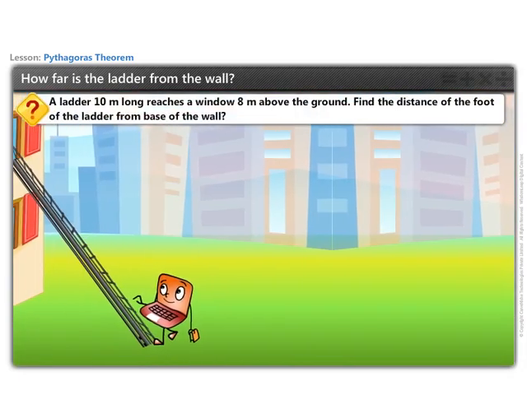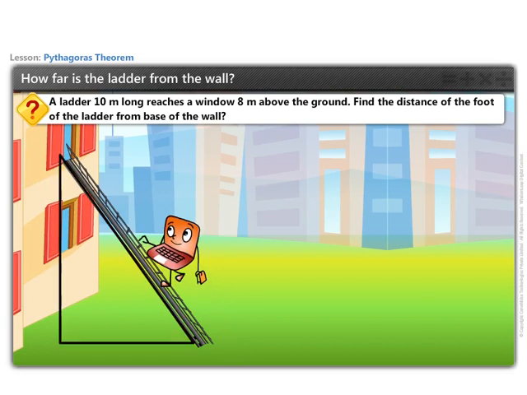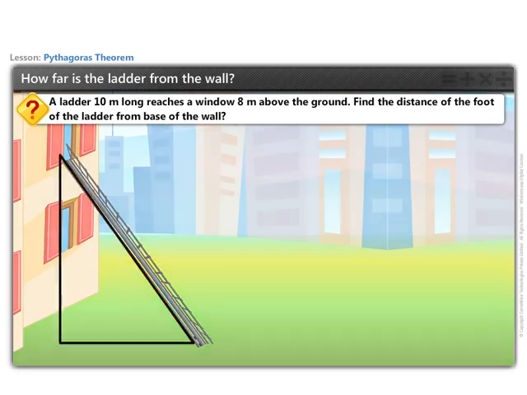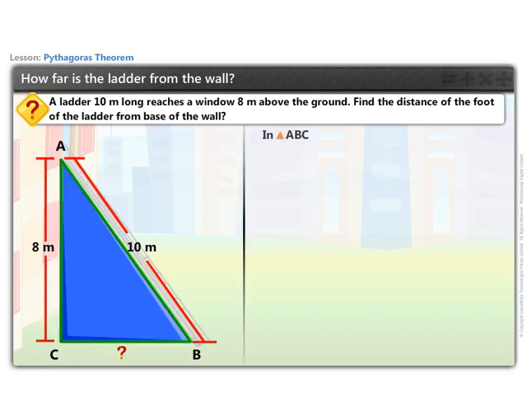YB wants to climb a ladder 10 meters long to reach a window 8 meters above the ground. Find the distance of the foot of the ladder from the base of the wall. Let AB be the ladder and A be the window. Then, the length of the ladder AB is equal to 10 meters and height of the wall AC is equal to 8 meters. ABC is a right triangle with angle C that is equal to 90 degrees.